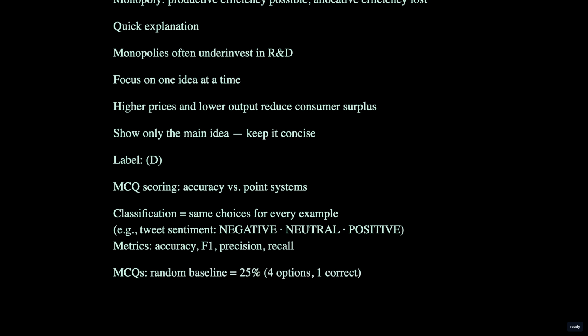Multiple choice questions are popular because they're quick to create, verify, and grade automatically. With 4 options and a single correct answer, random guessing gives 25% accuracy, so results above 25% typically indicate performance better than chance, though that isn't always conclusive.